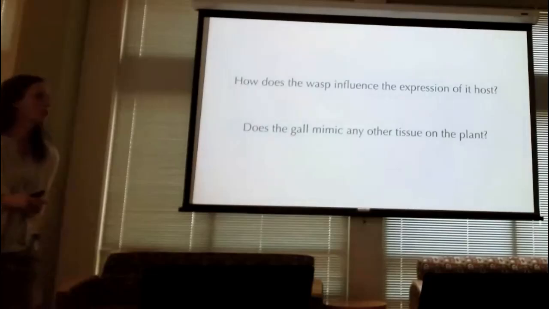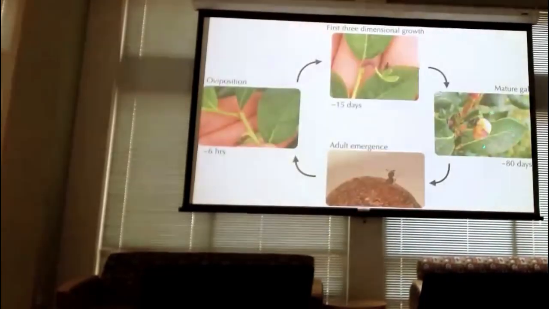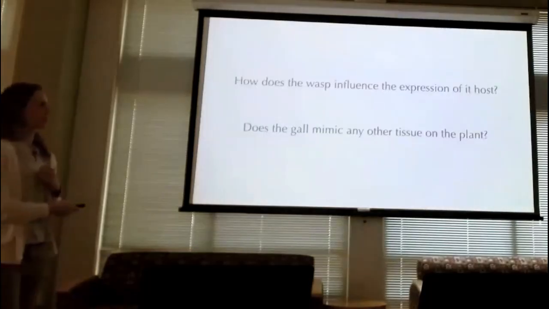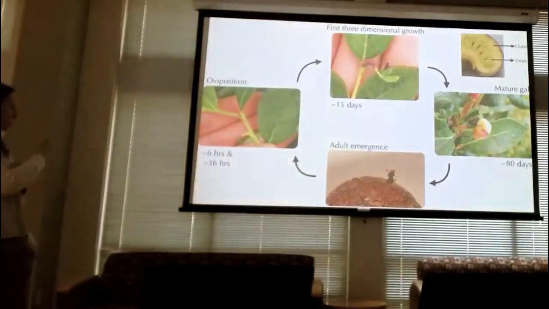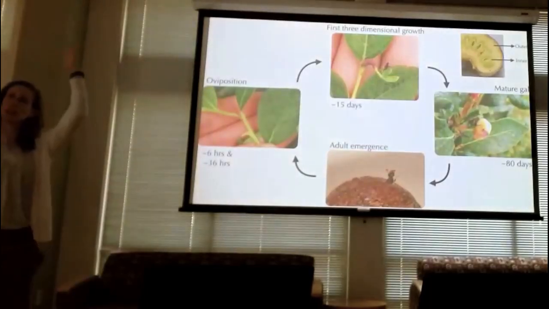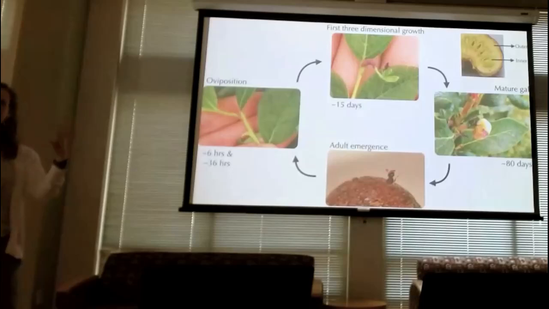So what we wanted to do first was to ask, how does a wasp influence the expression of its host? And does the gall mimic any other tissue in the plant? Because this is like blueberry-esque, right? And that was one of the theories, that they might be modified fruits or flowers. So to do this, we did transcriptomics. So we sequenced every gene that was being expressed at that current moment. So these things that are about to turn into proteins can tell us what the plant is planning to do. And so we did it for each of these stages.